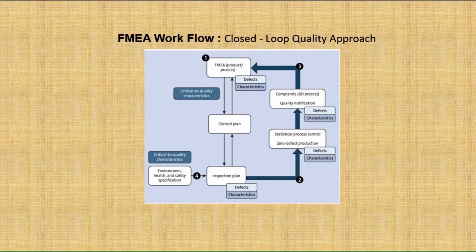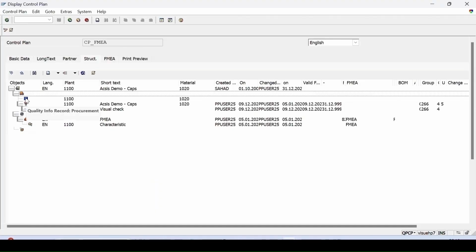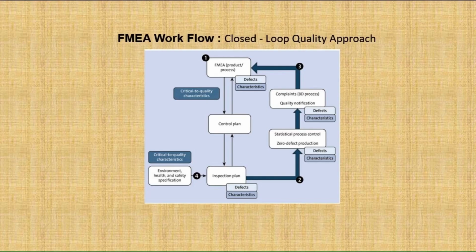Suppose at present they are not using SPC for the MIC. Since it is a critical MIC, and I am getting maximum notifications because of it, I can include my SPC characteristics in these pages. If I make any changes here, it will be reflected in the inspection plan. Multiplication of data can be avoided and data redundancy reduced. It is called a closed loop quality approach.